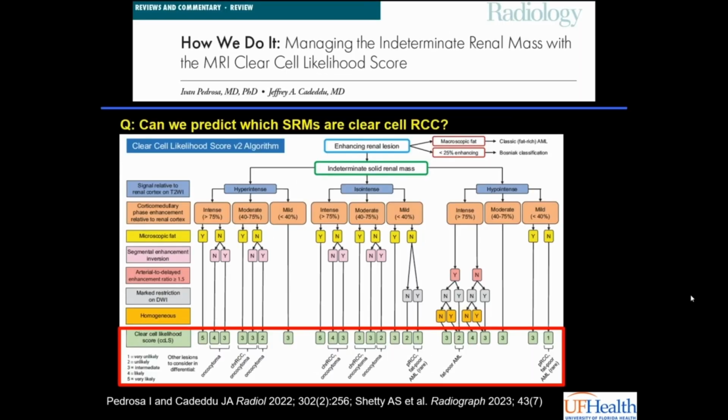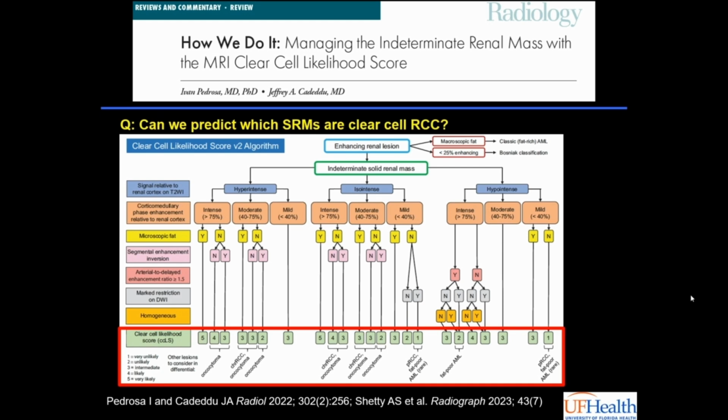Now I'm going to move on to a separate concept, and this is not CT scans now, we're going to go into the discussion of MRI, magnetic resonance imaging. So this is a very complicated slide, but basically it's asking, can we, on MRI, using more modern MRI techniques of different variations of imaging tests, looking at microscopic fat, segmental enhancement, arterial to delayed enhancement ratios, restriction diffusion weighted imaging. So a lot of different characteristics that the radiologists use.